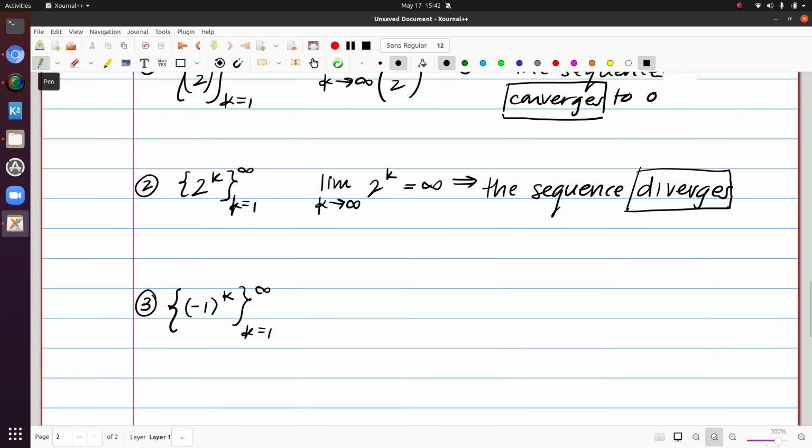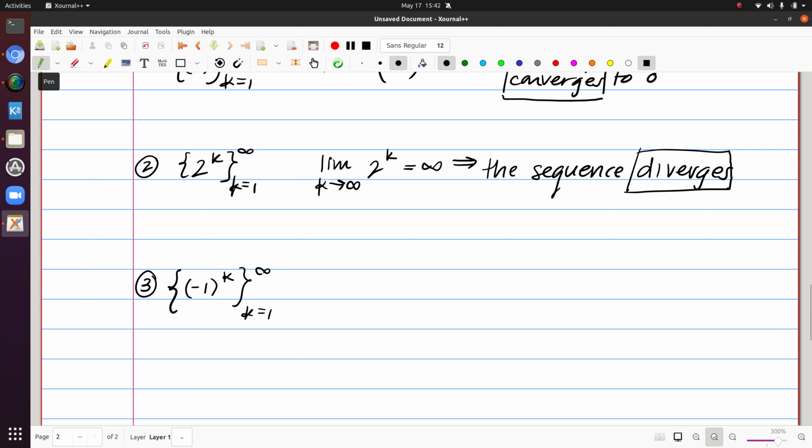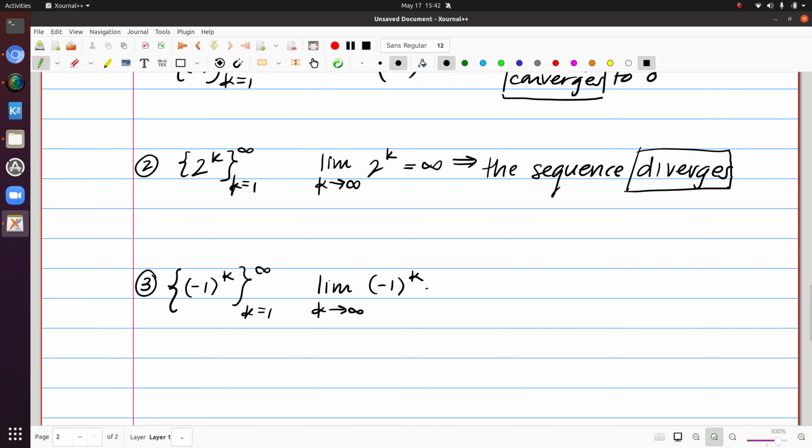And then finally, our last example, which had general term -1 to the k. If you were to take this limit as k approaches infinity, this is going to oscillate back and forth from -1 to 1. It will never converge to a particular limit. What I wanted to say is this is an example where the limit doesn't even exist. And again, that is another way we can see that a sequence diverges.